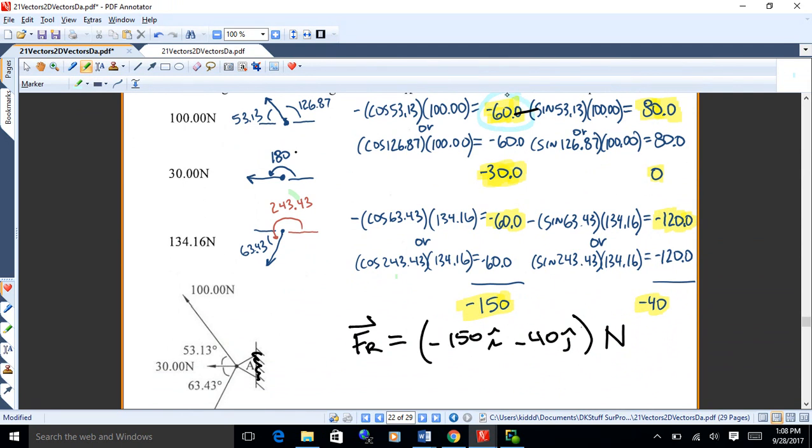which we do. So we can take the -60, the -30, and let's see, these are the y's, and then the -60 and add them up. And what we do is we get -150, and then we can take the 80, the 0, and the -120 and add them up, and we get -40. Okay? So we've added up the x's and the y's, and we get our resultant vector, -150i minus 40j. So that's the total.